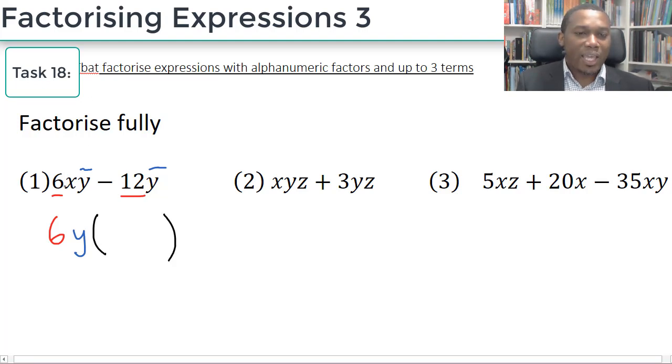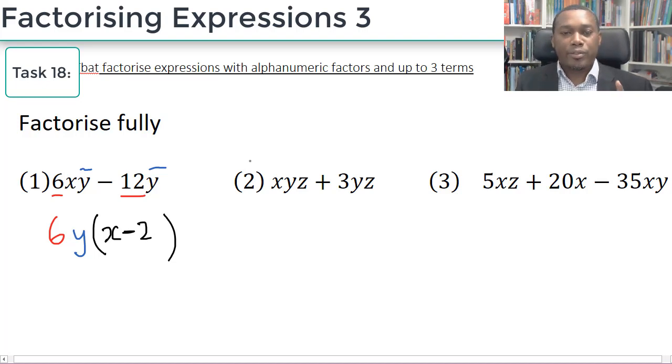I want 6xy. I have 6, I have y. x is missing, so it goes in the bracket. Then minus 12y. I want 12, but I have 6. What do I multiply 6 by to get minus 12? Minus 2. 6 2s are 12. I want just 12y. I already have the y, no need to put an additional letter. It is x minus 2 in the bracket.